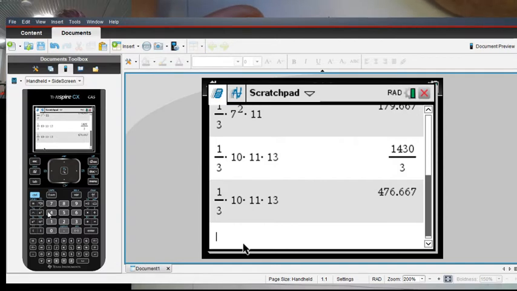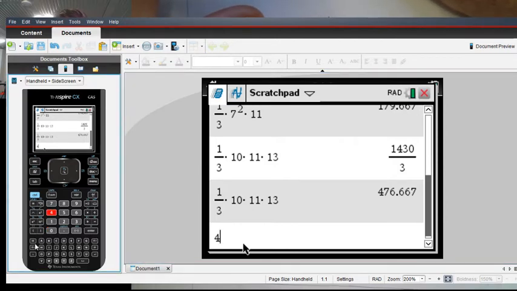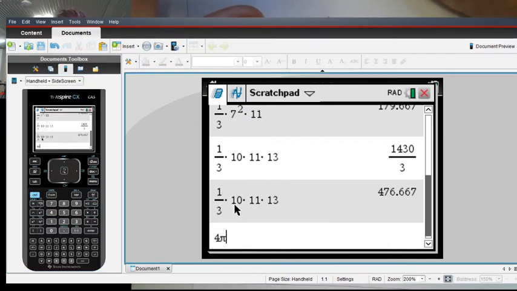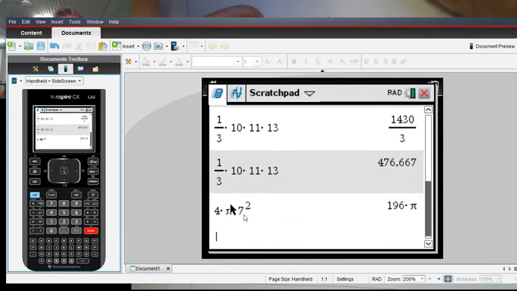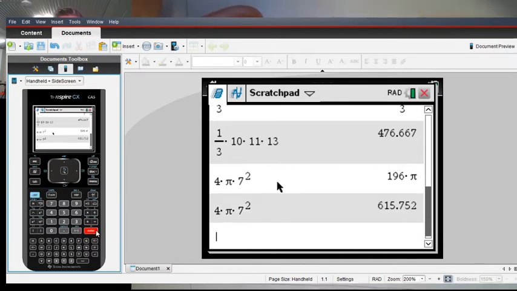So it's 4 pi 7 squared, and that gives me an answer in pi, and to get an integer I press Control Enter. My answer is 615.75. The next number after the 5 is a 2, so if I'm rounding off, it stays as it is, so it's 615.75, and the units are centimeters cubed. So we look here on this sheet.